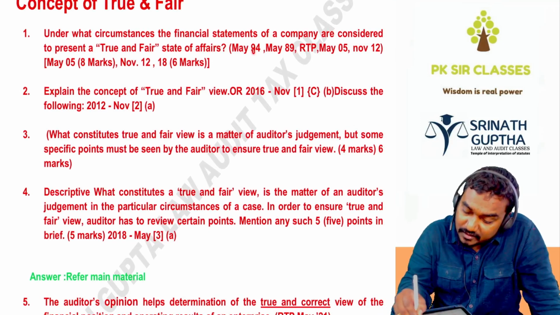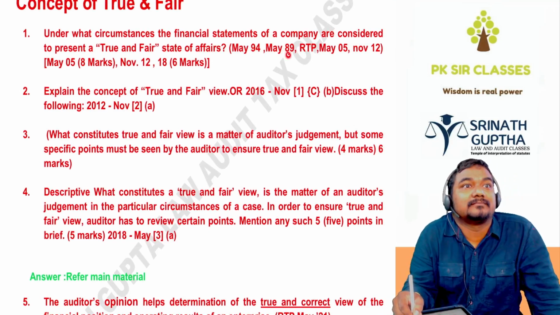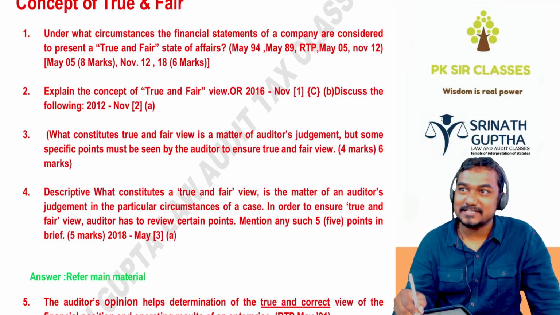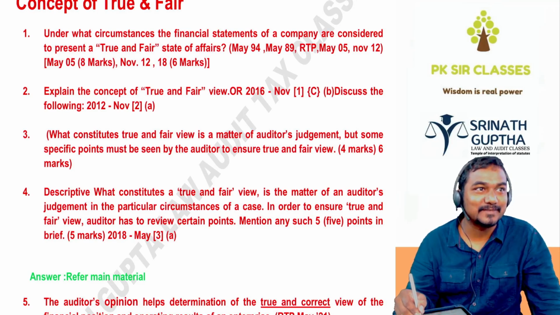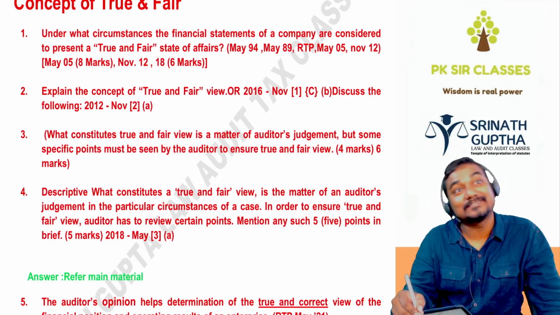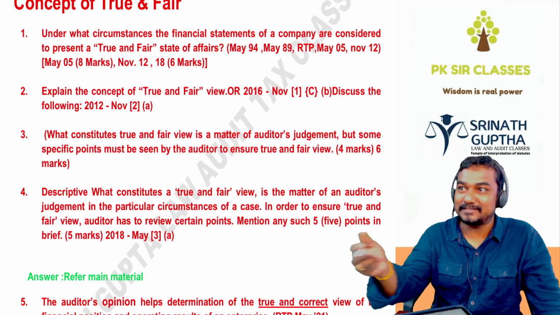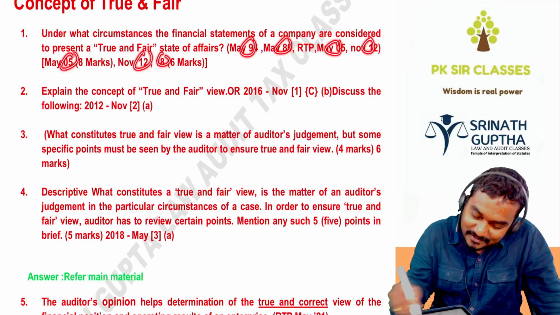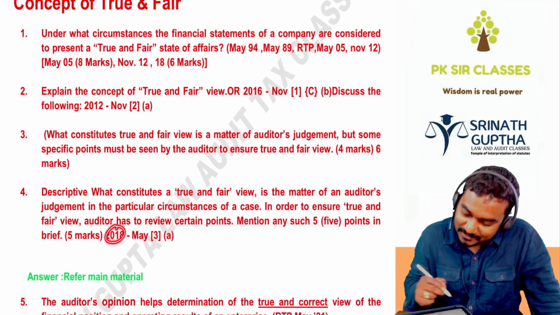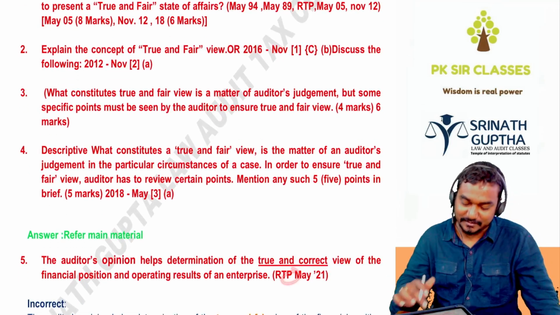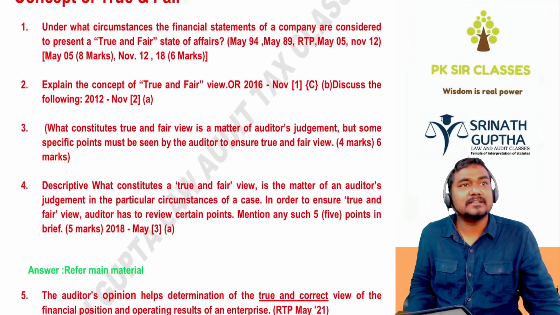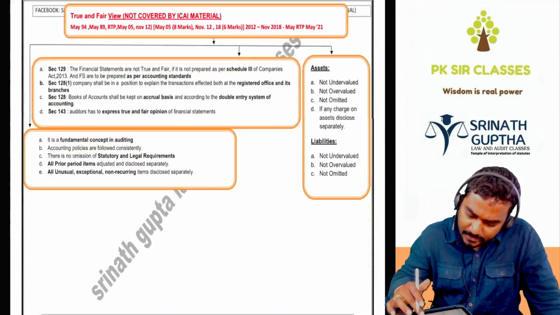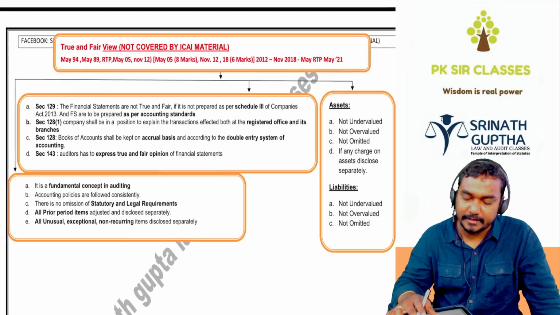Look at how many times this question has come, beta. 35 years back, when your father was in the 5th class, this question has come around 11 times in the exam, yearly. 8 questions, beta: what is the concept of true and fair? This is the concept of true and fair. Clear?